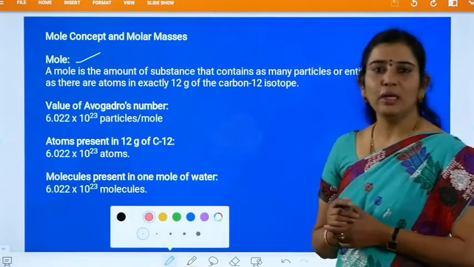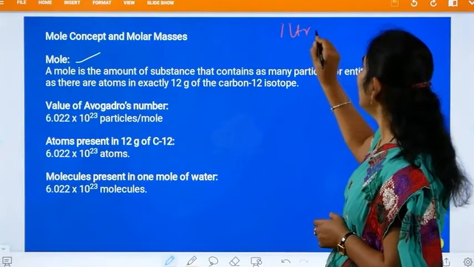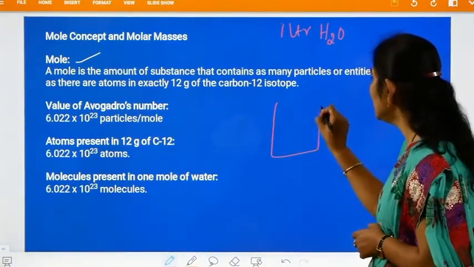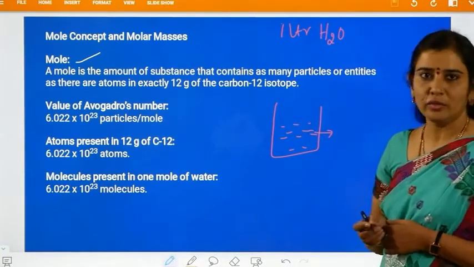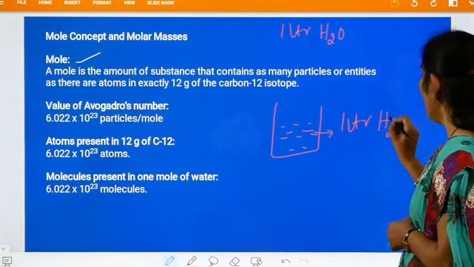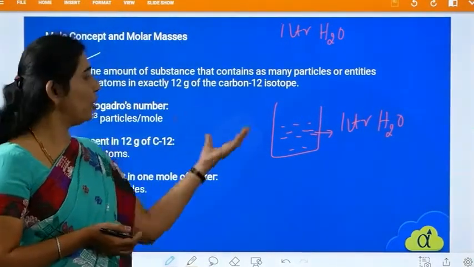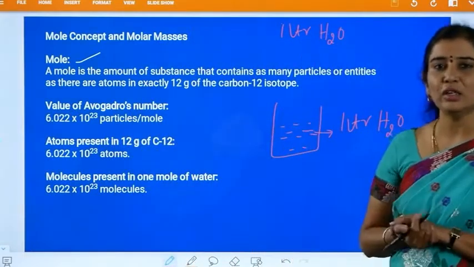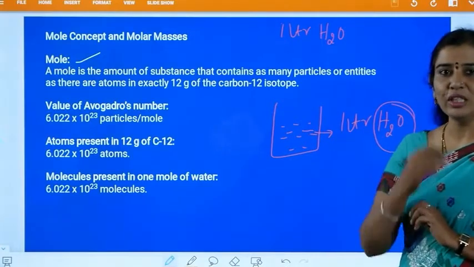Now, for example, you take water. I will say I have taken 1 liter of water. You assume that this is a glass container, and in this I have taken 1 liter of water. Now, how many water molecules are present? That you have to calculate. How do you express the number of atoms present in that 1 liter of water? How do you calculate? For that we are going to use one number.